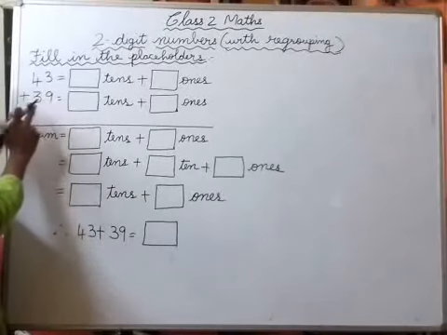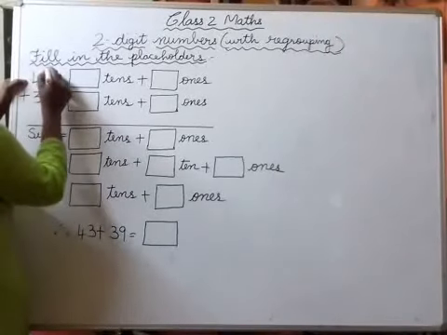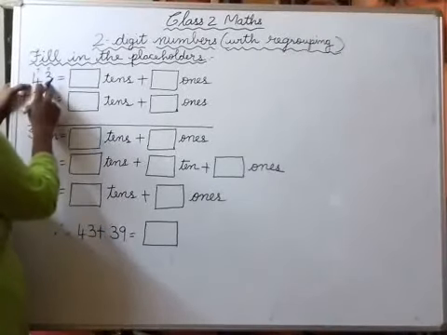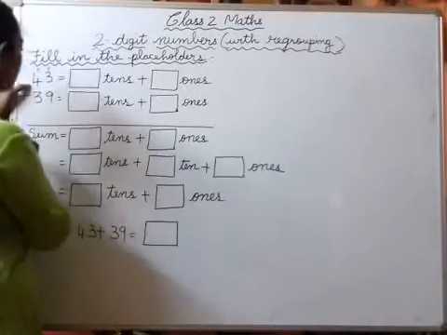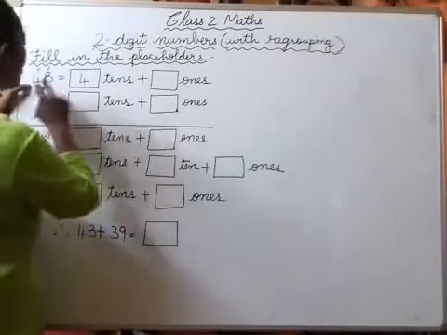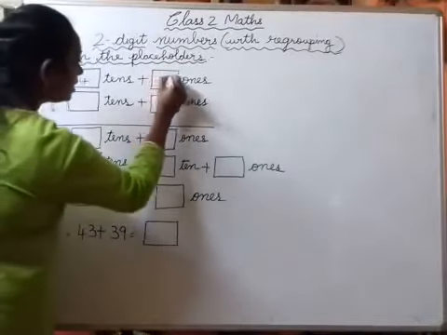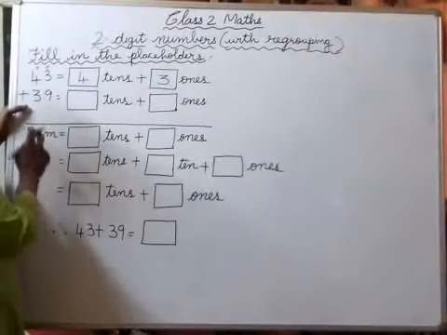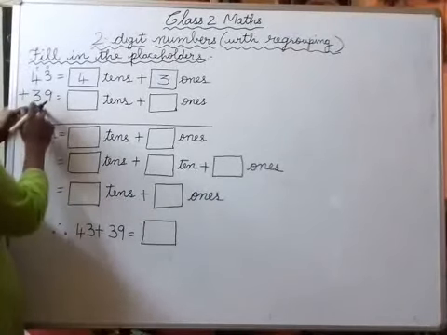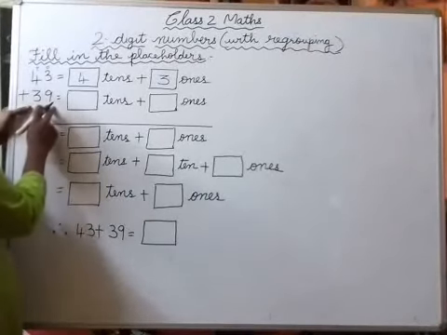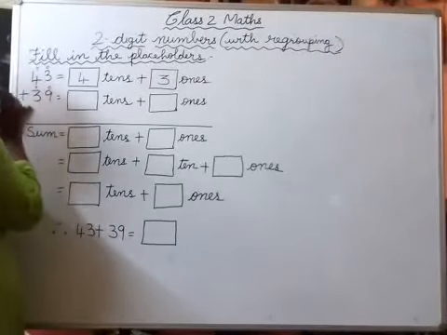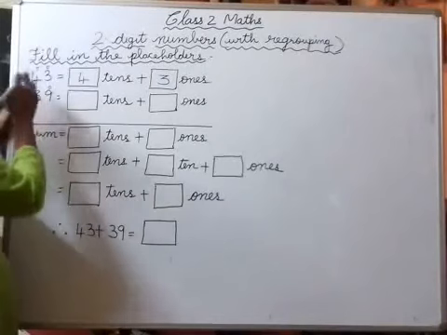So first you have to write ones, tens. 43 इसमें कितनी tens है? Yes, 4 tens. Then how many ones are there? 3 ones. Next, you have to add 39 to it. First we will expand this. 39, you can write ones, tens here also, otherwise एक ही में हो जाएगा.